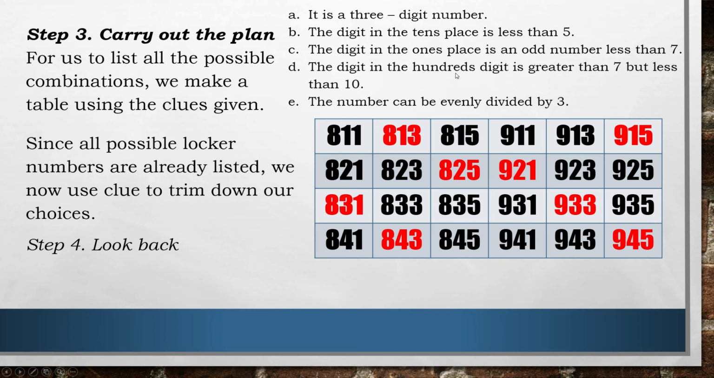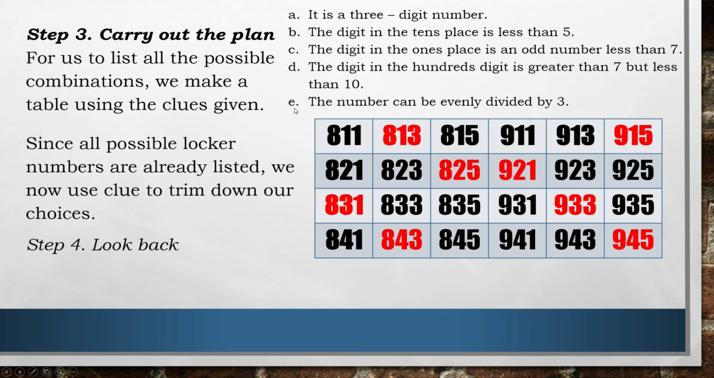The digit in the hundreds place is greater than 7 but less than 10. So what are the numbers greater than 7 but less than 10? 8 and 9. So 8, 8, 8, 9, 9, 9, and so on, alternating between 8 and 9. Now, these are all possible answers for clues A, B, C, and D.